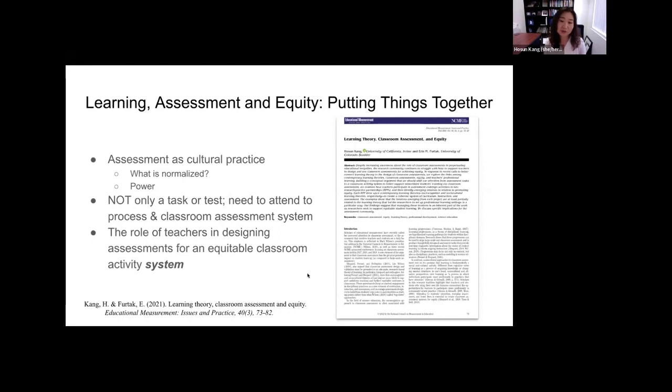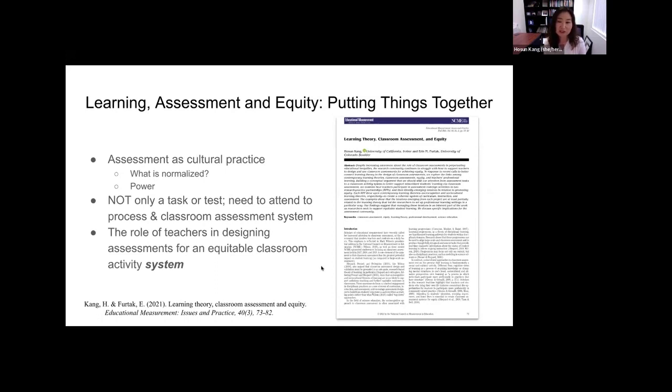That means that we need to pay attention to what has been normalized under what conditions. It also means that we need to pay great attention to how power dynamics play out in the process of determining what to assess and how to assess. Second, we recommend considering assessment beyond a singular task. Instead, we need to attend to the process and the whole classroom assessment system. The third, we recommend attending to the role of teachers in designing assessment for an equitable classroom activity system.